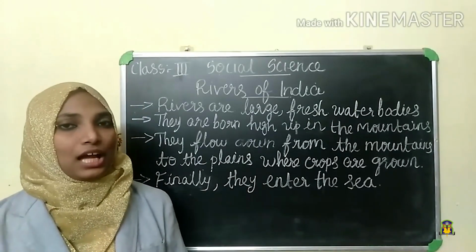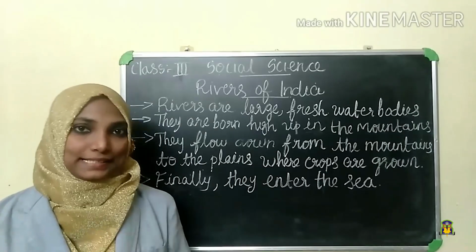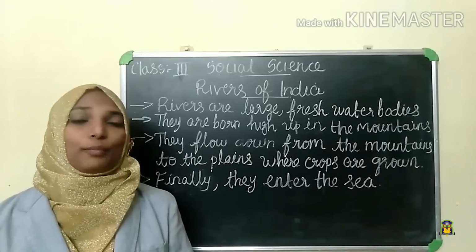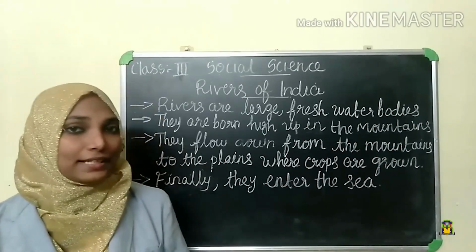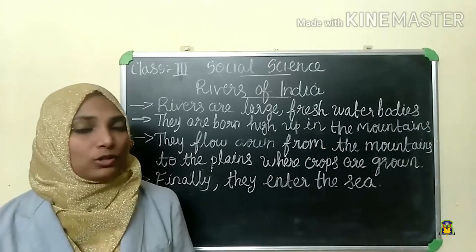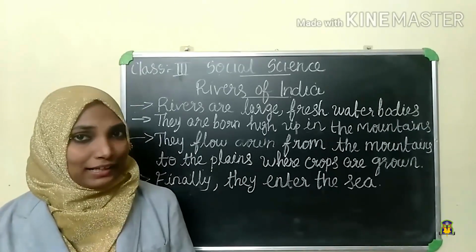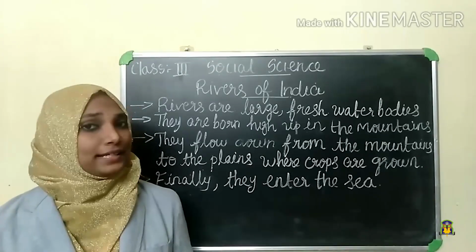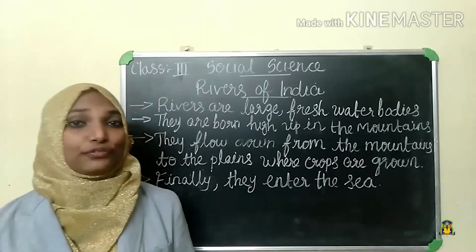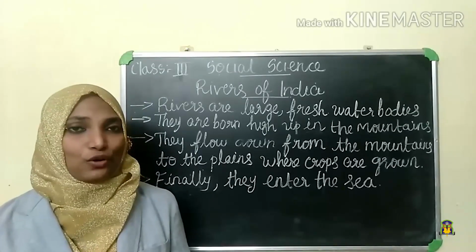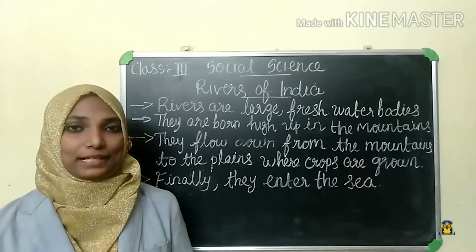Everyone, welcome back to the social science class. Children, do you remember which topic we had learned in the last class? In the last class, we had learned about water bodies like great oceans, rivers, seas, waterfalls, lakes, etc. Today we are going to start our new lesson.